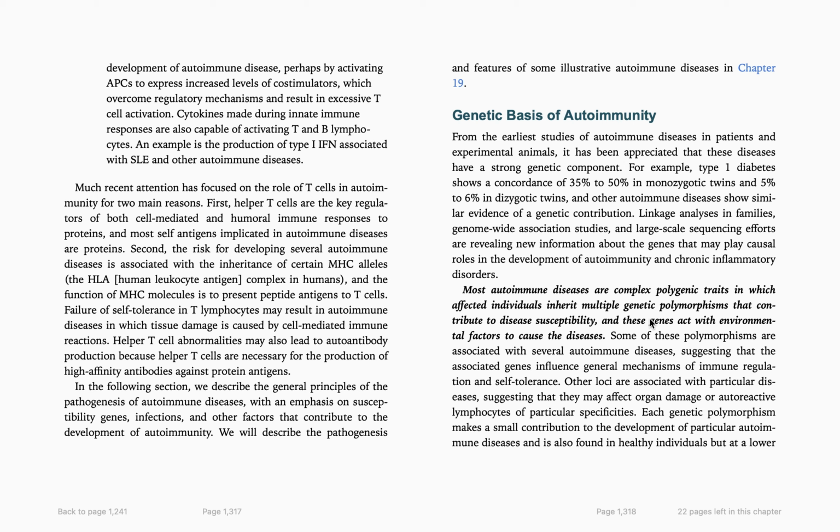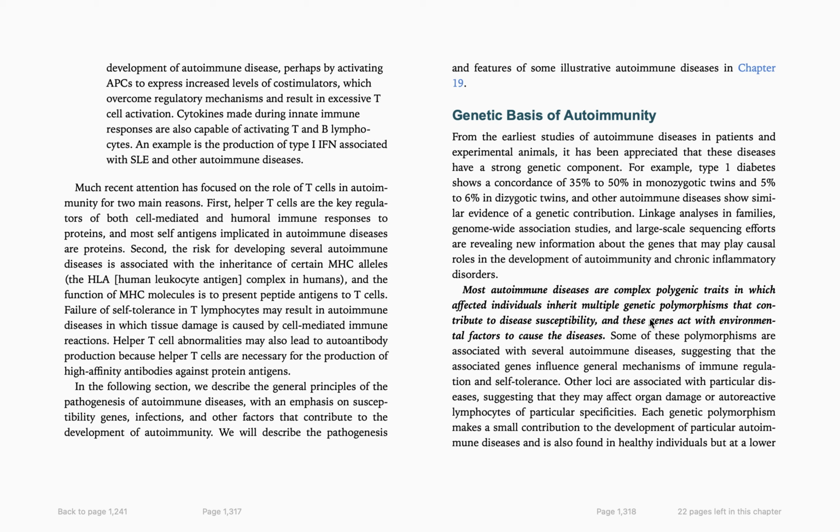Genetic basis of autoimmunity. From the earliest studies of autoimmune disease in patients and experimental animals, it has been appreciated that these diseases have a strong genetic component. For example, type 1 diabetes shows a concordance of 35% to 50% in monozygotic twins and 5% to 6% in dizygotic twins. Other autoimmune diseases show similar evidence of a genetic contribution. Linkage analysis in families, genome-wide association studies, and large-scale sequencing efforts are revealing new information about the genes that may play causal roles in the development of autoimmunity and chronic inflammatory disorders.